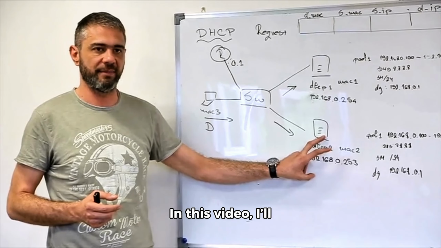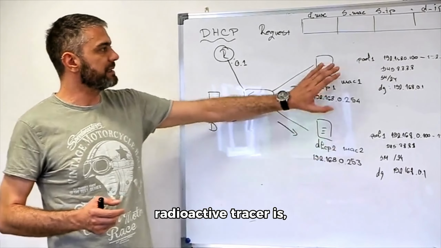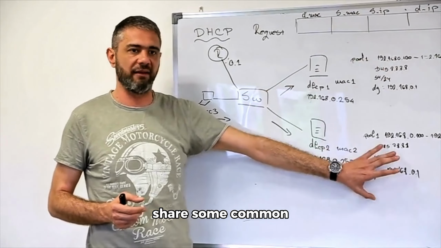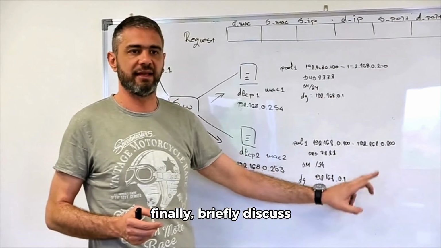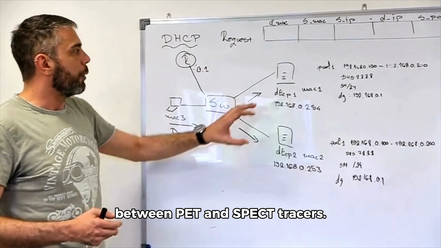In this video, I'll explain what a radioactive tracer is, share some common examples, show how these tracers are produced, and finally, briefly discuss the key differences between PET and SPECT tracers.